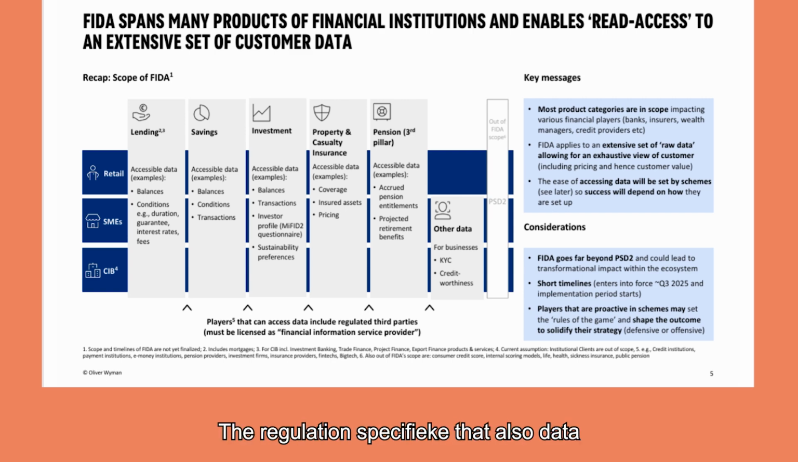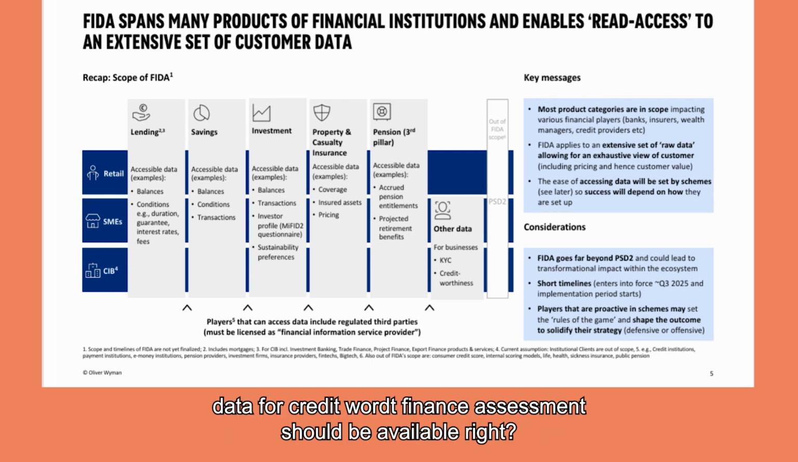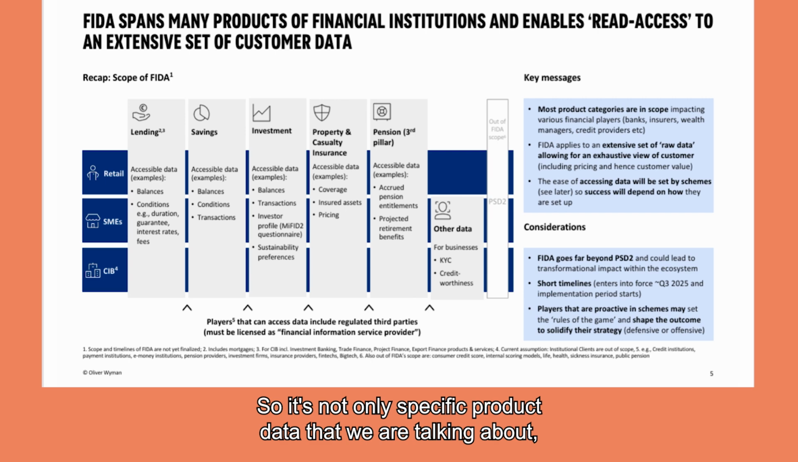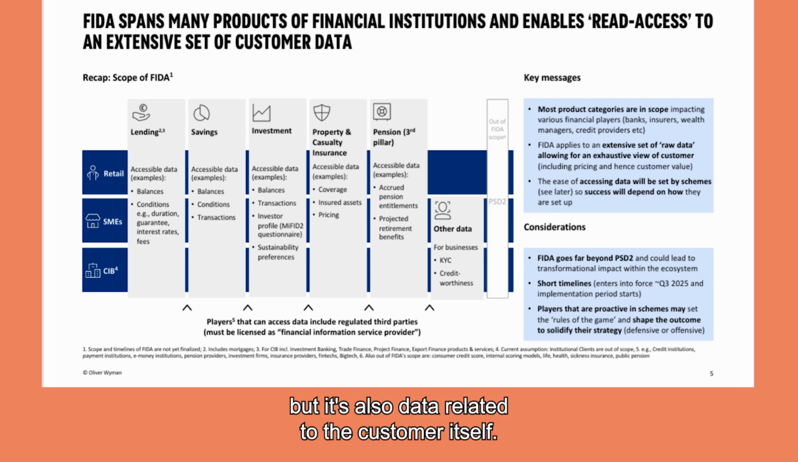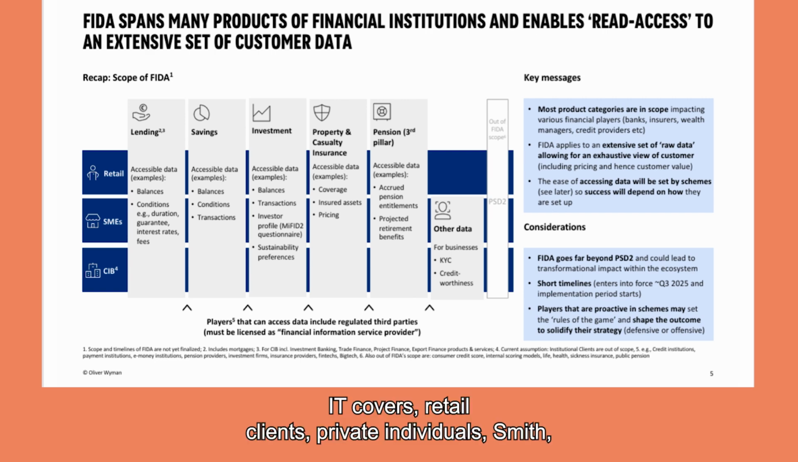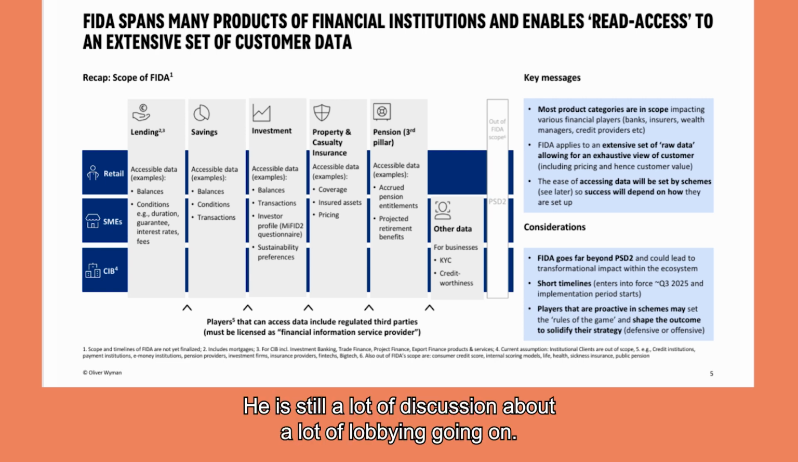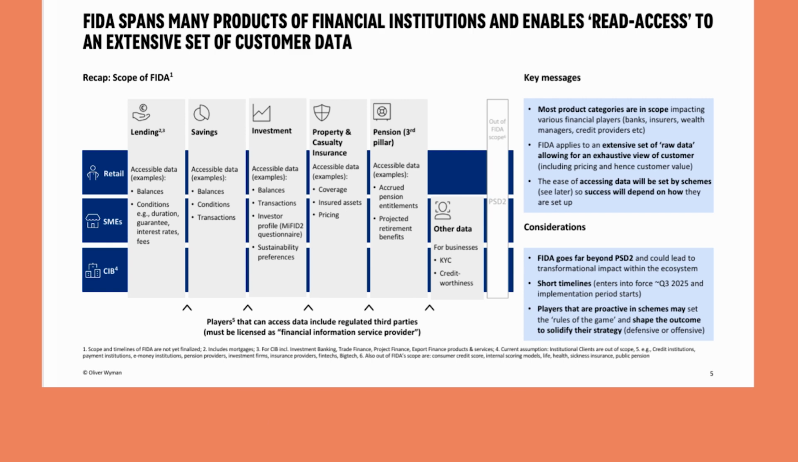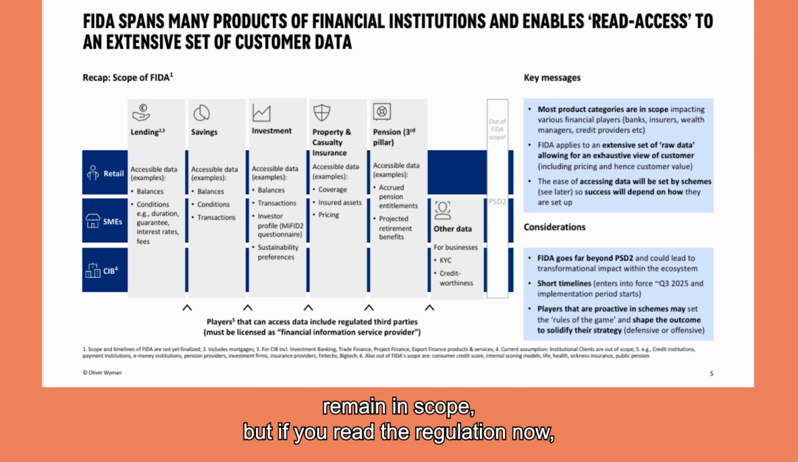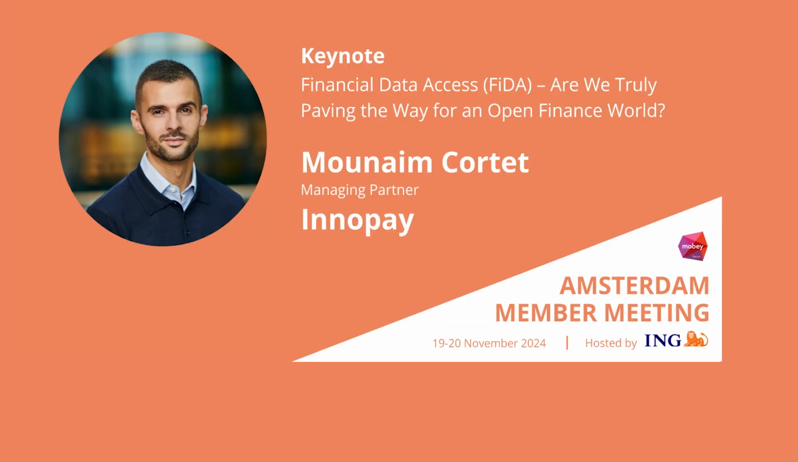Specifically for businesses, the regulation specifies that also KYC data should be made available, and that also the raw data for creditworthiness assessment should be made available, right? So it's not only specific product data that we are talking about, but it's also data related to the customer itself. What we also know, or what our interpretation is, is that it has a very broad coverage of the client segments. It covers retail clients, private individuals, SMEs, but also the larger corporate clients and institutional clients. There is still a lot of discussion about that, a lot of lobbying going on, whether those corporate clients and institutional clients should remain in scope. But if you read the regulation now, they are.